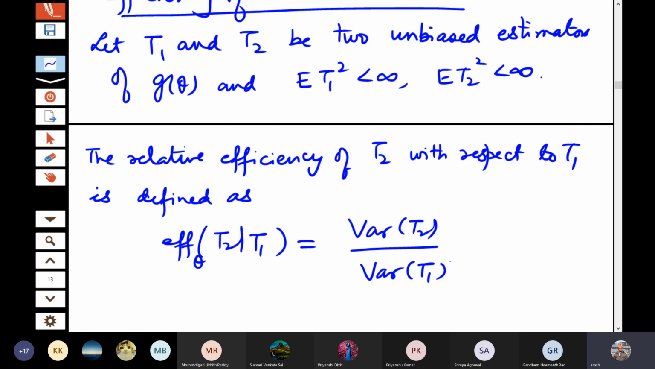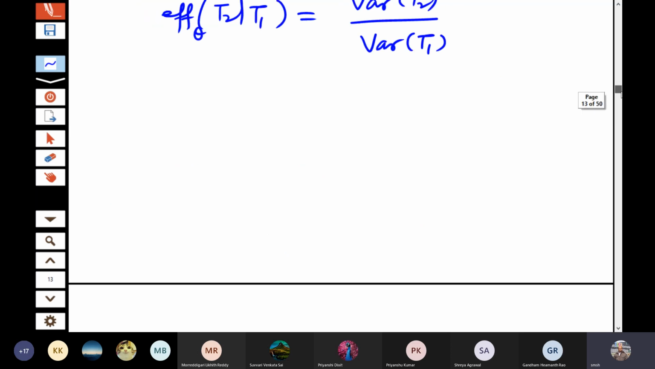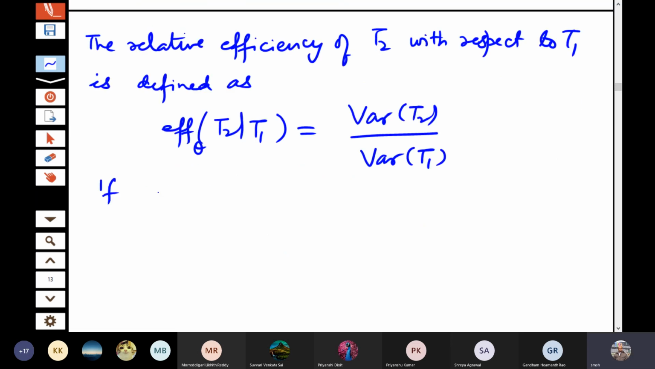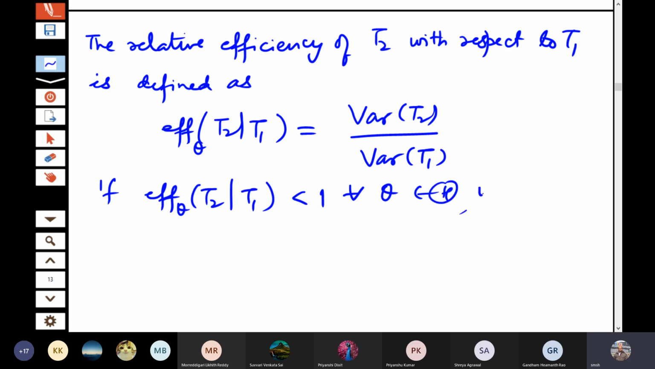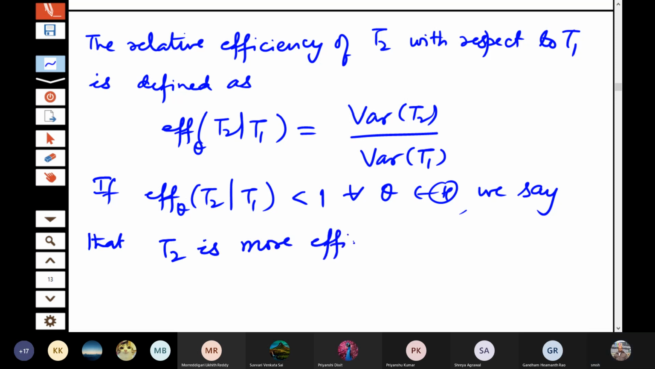So if I get this value as less than 1, it means T2 is more efficient than T1. Okay. Otherwise, we will say T1 is more efficient than T2. So if efficiency of T2 given T1 is less than 1 for all theta, we say that T2 is more efficient than T1.